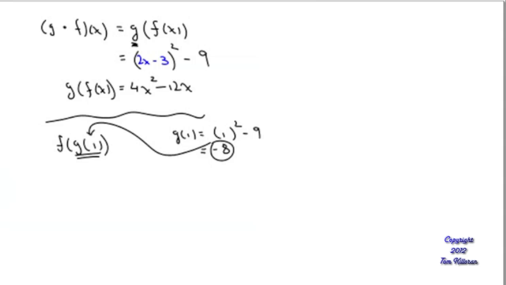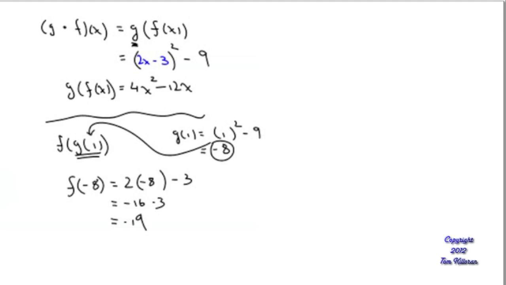So this will turn into f of g of 1, and g of 1 is equal to negative 8. So f of negative 8. What's the f function look like? There it is. 2 times something minus 3. Negative 8 goes in here. 2 times negative 8 is negative 16, minus 3 is better known as negative 19. And you can see that it actually works because 2 times 1 is 2, and 2 minus 21 is negative 19.